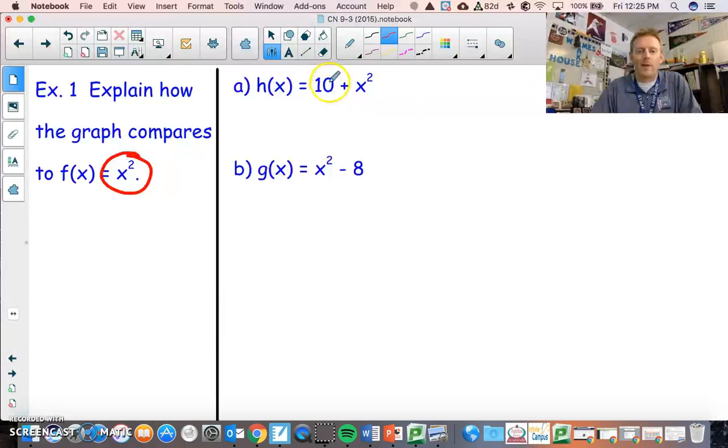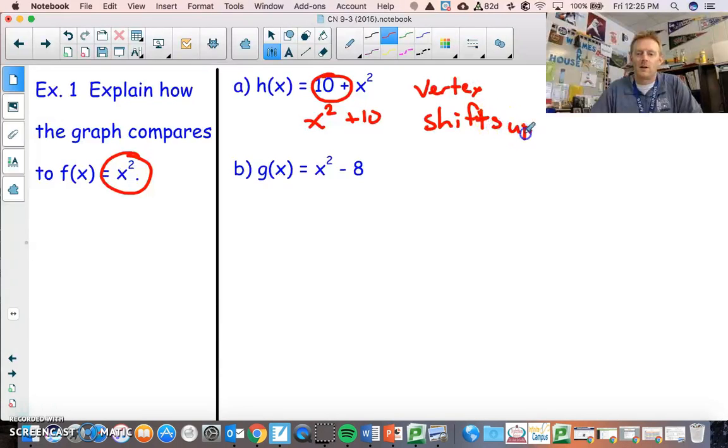So in letter A, we have a plus 10 at the end here, and the order of it doesn't really matter. You could rewrite this in more of a standard form of x squared plus 10, and we know that the vertex is going to shift. Let's use the words here. Vertex shifts up 10. On part B, the vertex is going to shift down 8. So that's all we have to be able to do, is explain those words. And that's as easy as this lesson is going to be for this type of problem.